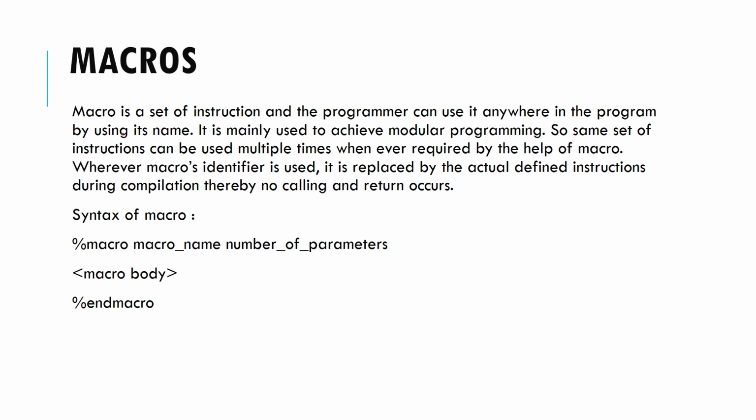Next is macros. A macro is a set of instructions, and the programmer can use it anywhere in the program by using its name. It is mainly used to achieve modular programming. We have seen modular programming in the C language. Why do we use modular programming? To increase the reusability of code. Once we have written code, we don't want to write it again and again, so we use modular programming.